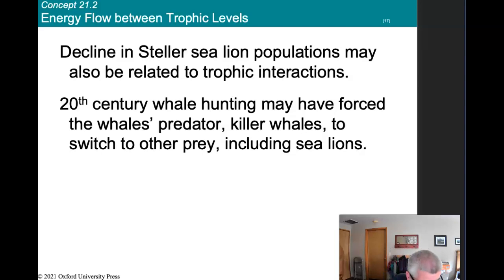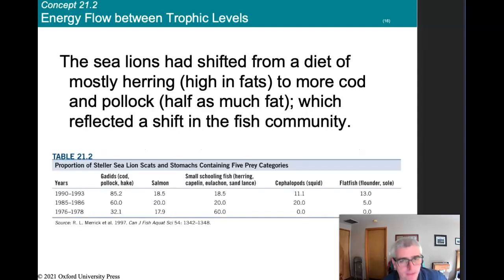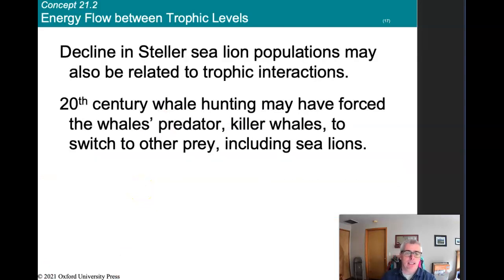What we're looking at, and we'll talk about in the next section, is top-down versus bottom-up. Which one's more important? Is it bottom-up, bad food? Is it top-down, things are eating me?